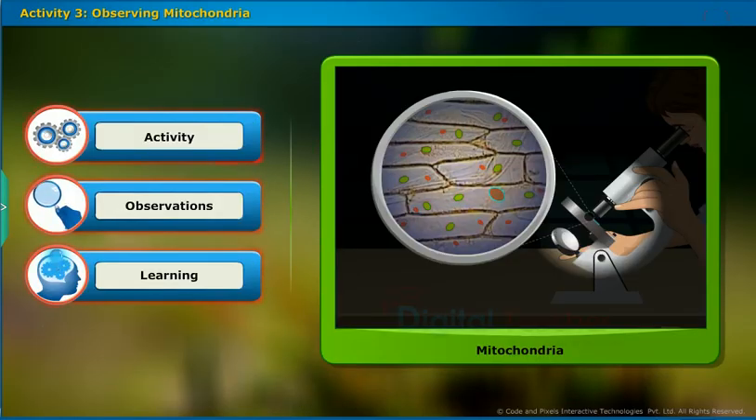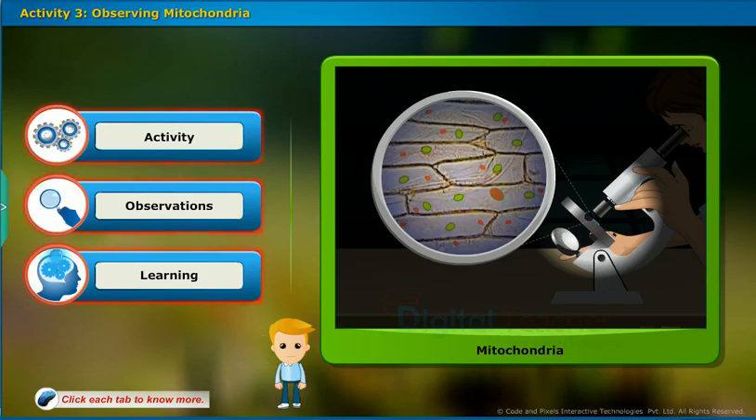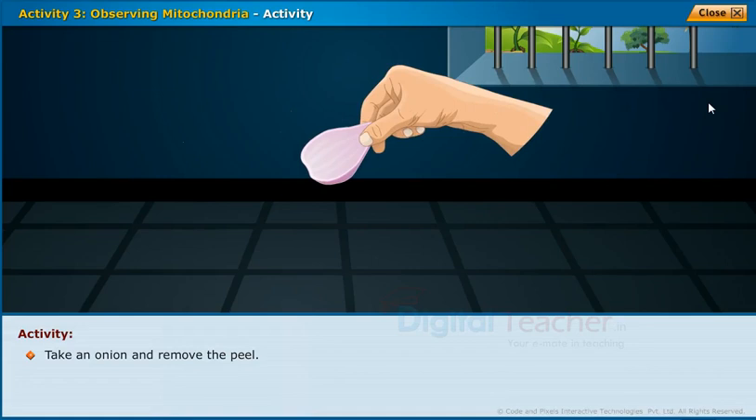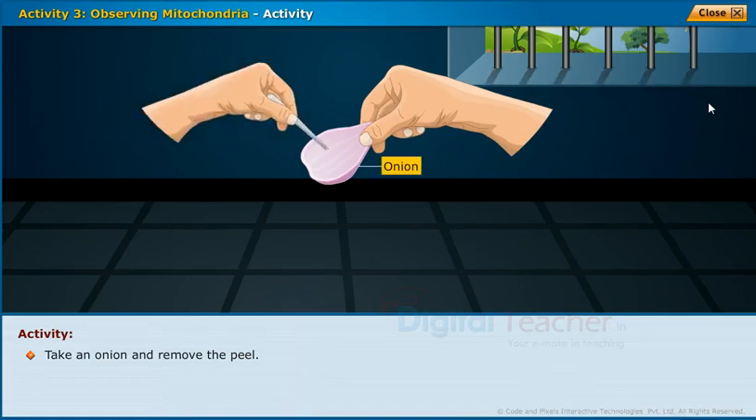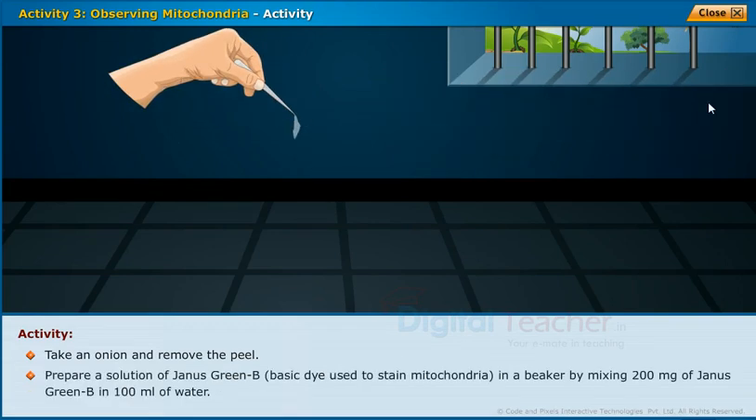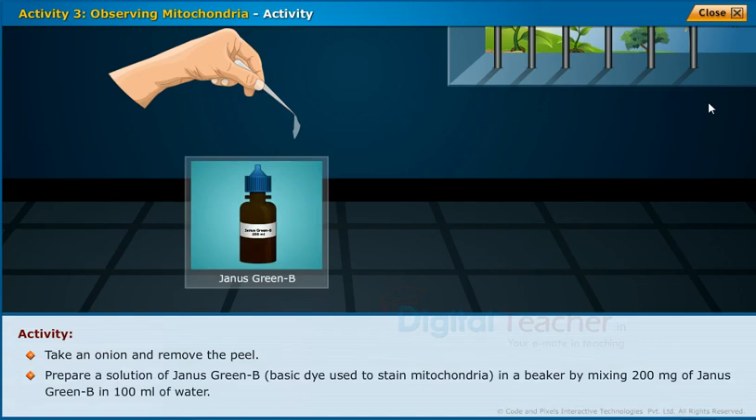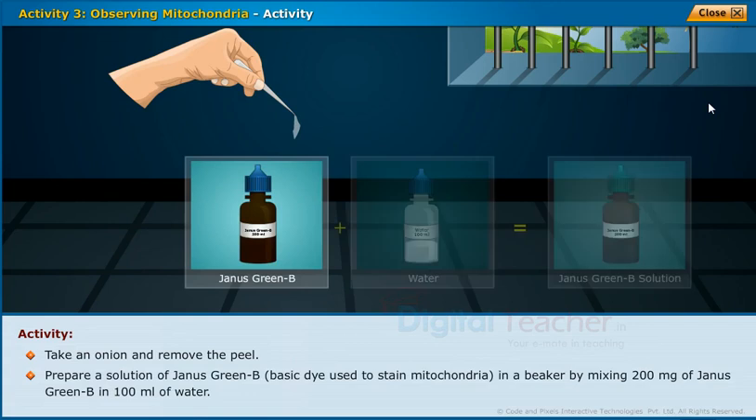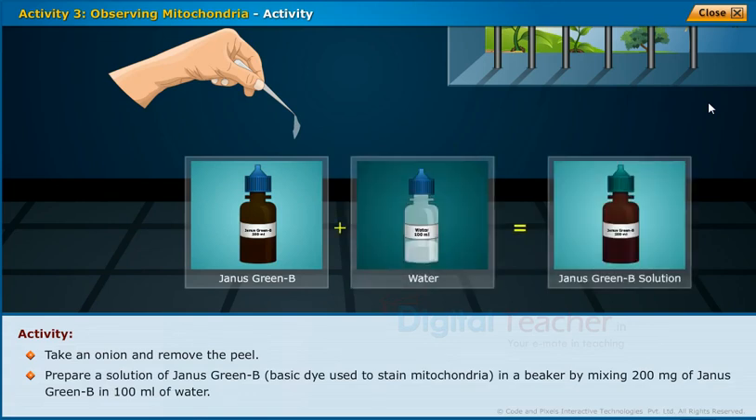Here, let us perform an activity to observe mitochondria in onion peel. Click each tab to know more. Take an onion and remove the peel. Prepare a solution of Janus Green B, a basic dye used to stain mitochondria, in a beaker by mixing 200 mg of Janus Green B in 100 ml of water.